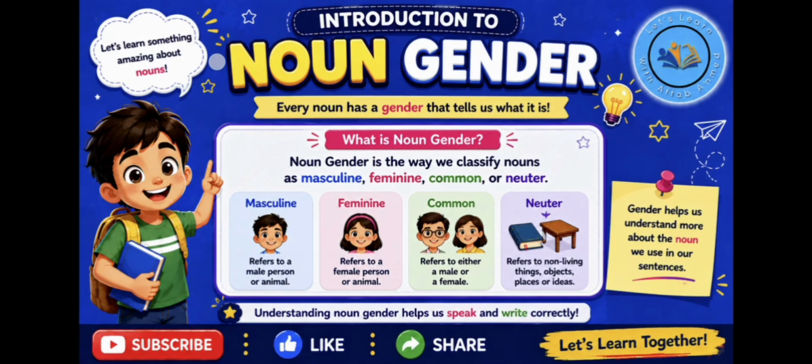There are four types of noun gender: masculine, feminine, common, and neuter gender. Understanding noun gender helps us speak and write correctly. It also helps us understand the meaning of sentence more clearly. So let's explore each type one by one.